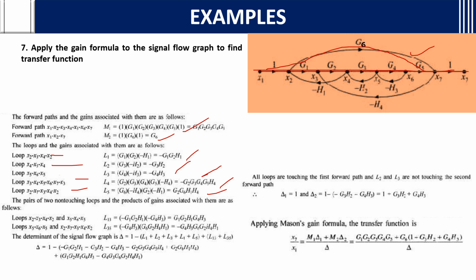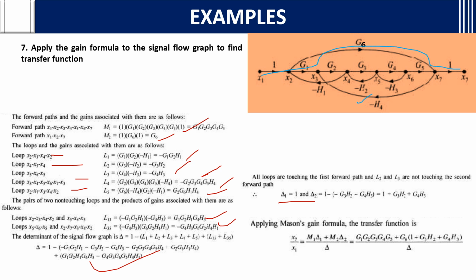After writing, what you will do? The non-touching loops you should find. The non-touching loops in the whole all loops. There are two non-touching loops, L13 and L35. Then you will find the delta. Delta 1 will be 1 because for the first forward path all the loops are touching, and for the second forward path, if you can see, there are some loops which are not touching.